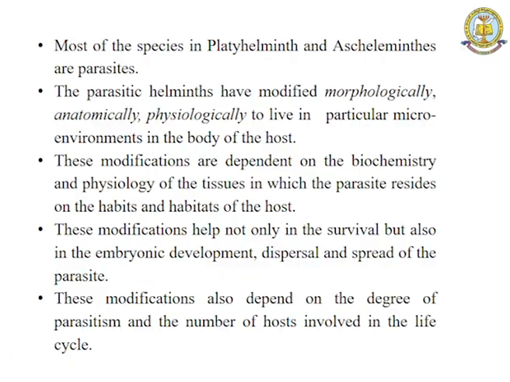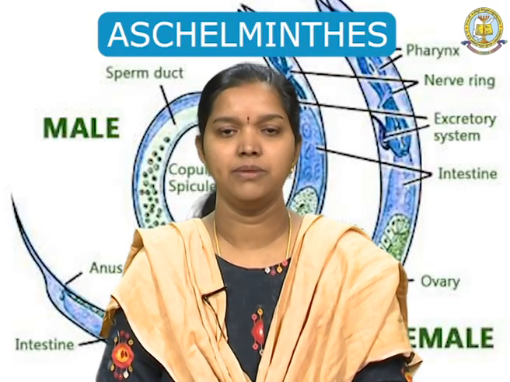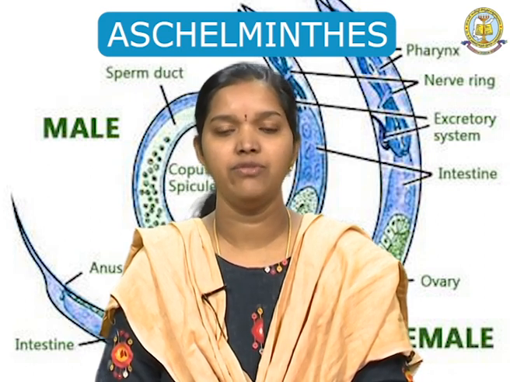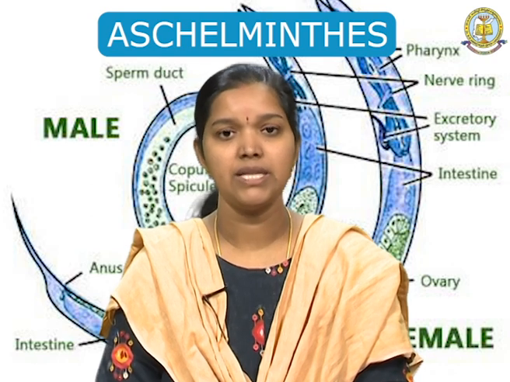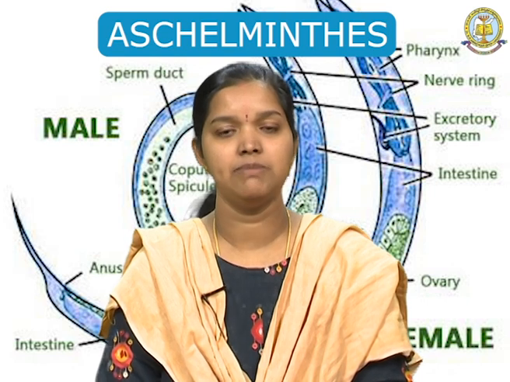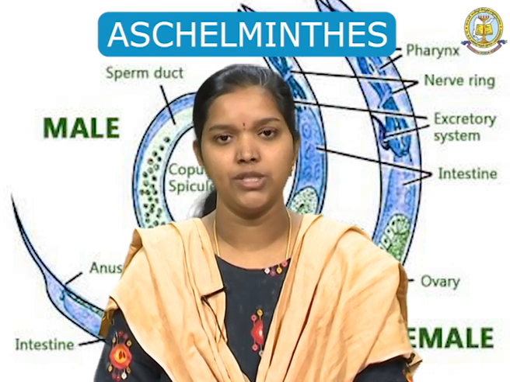Most of the platyhelminths and Aschelminths are parasites, and these parasitic animals are adapted to live in the host by 3 types of modifications: morphological, anatomical and physiological. This is mainly based on the biochemistry, physiology, habits and habitats of the host. So, they have to adapt themselves to live in the host.